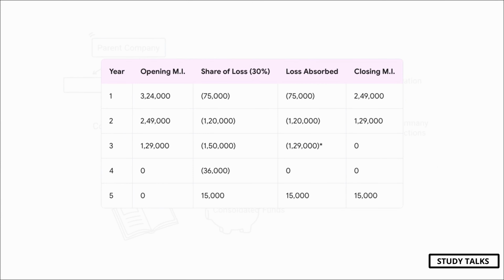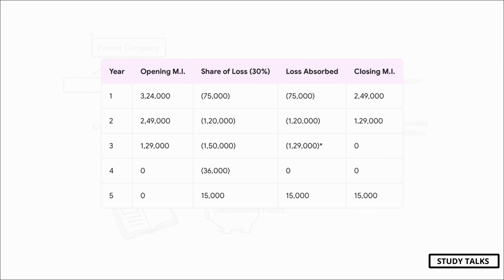This table shows it perfectly. Just look at year 3. The minority's share of the loss is $150,000, but they only have $129,000 left in their account. So what do we do? We cap it. They only absorb $129,000, bringing their interest down to a big fat 0. The rest of that loss? Well, that's on us, the parent company.